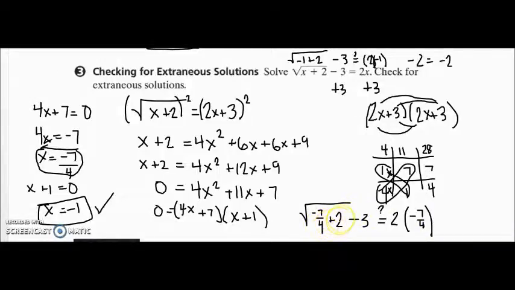Well, we can rewrite 2 as 8 over 4, and 8 minus 1 is 1/4. The square root of 1/4 is 1/2, minus 3. And on the other side, we get 2 over 1 times negative 7 over 4, which is negative 7 over 2. And this is negative 5 over 2.